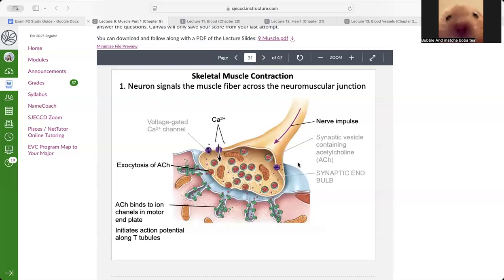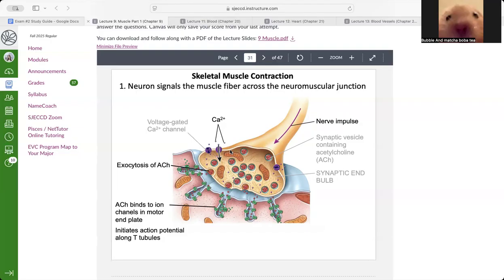And then the skeletal muscle contraction. This is the first step, where it receives the signal across the neuromuscular junction, telling the muscle fibers to do a muscle contraction. So, the nerve impulse goes down here to the axon terminal. This end bulb is enlarged. This would trigger exocytosis of acetylcholine.